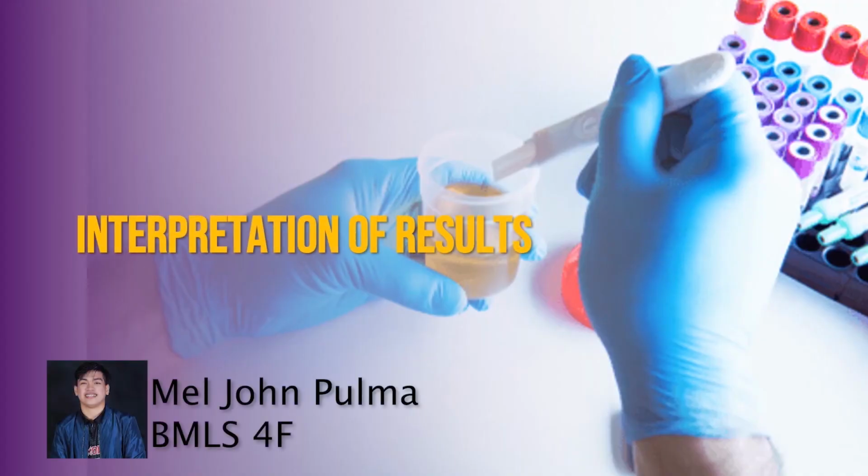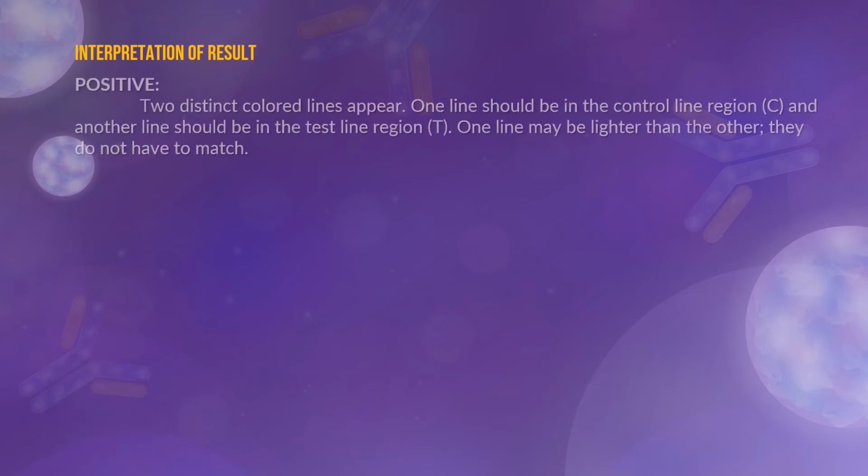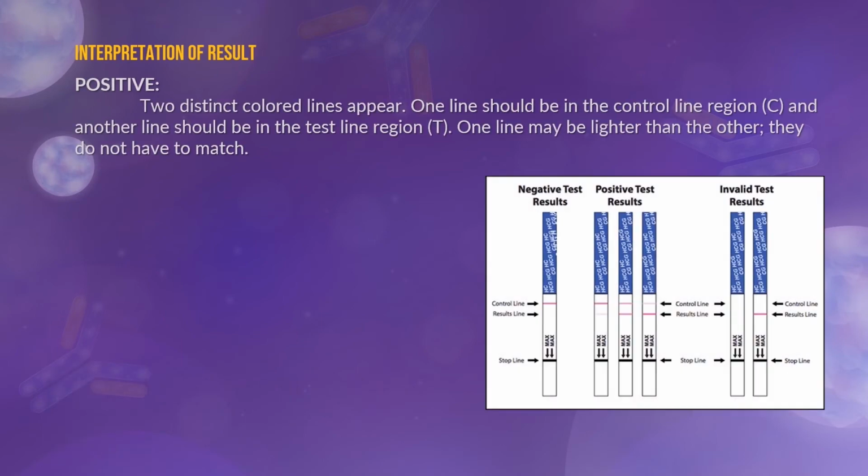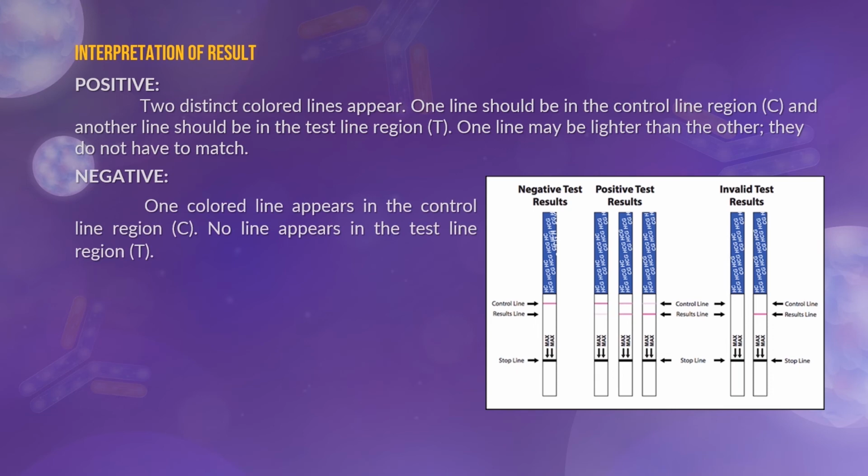For the result, there are positive and negative results. For a positive result, two distinct colored lines appear, and for a negative result, one colored line appears in the control region. It means if two lines appear, your hCG level is greater than 5 mIU per ml, which could also mean that you are a pregnant woman. If you are negative and you have less than 5 mIU per ml of hCG, it means you are negative.